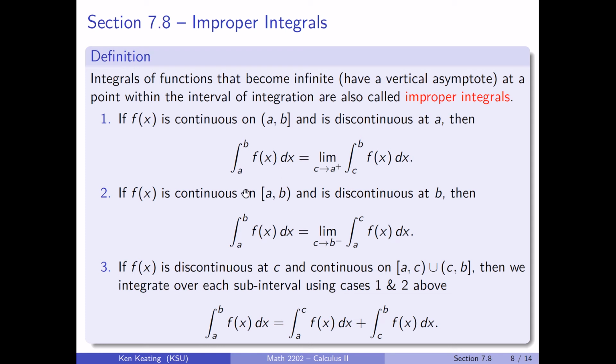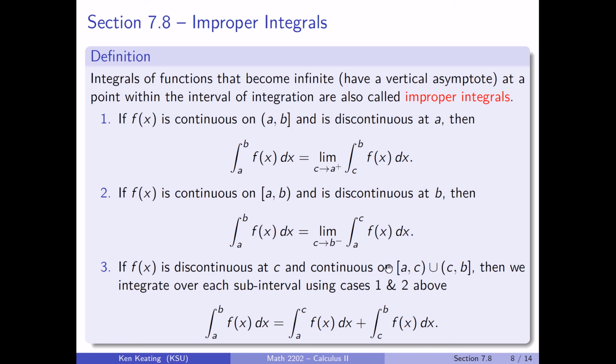Same thing if we look at the interval from a to b and we have the discontinuity at the right endpoint, where we have a vertical asymptote at the right endpoint. We're going to take that integral from a to b, and I'm going to replace that upper limit of integration, that letter b, with some other letter. I'm going to call it c, and we're going to take a limit as c goes to b from the left. So c is somewhere in between a and b, and it's getting closer and closer to b as it approaches b from the left.